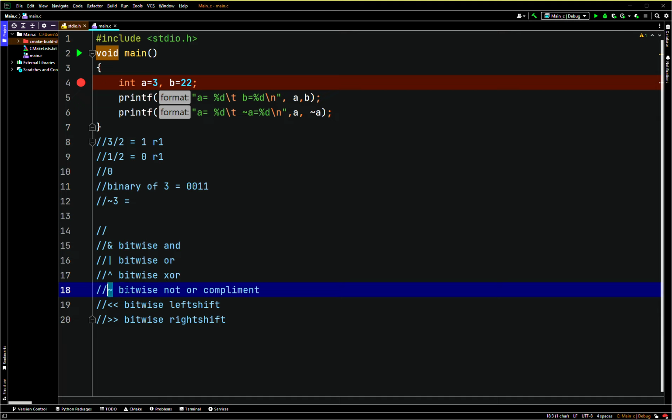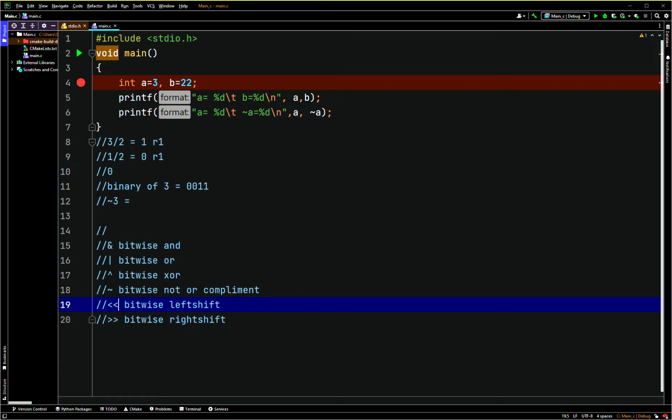Looks like the Waves Coffee symbol. Easy way to remember bitwise not is like it's Waves Coffee. If you guys know what Waves Coffee is, I don't know if they have that in the States, but it's in Canada. So we have bitwise left shift going left, and then bitwise right shift going right.